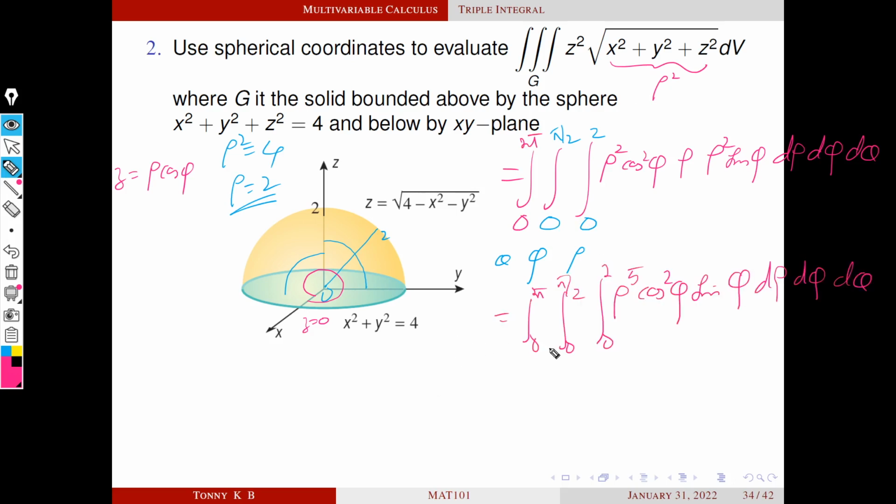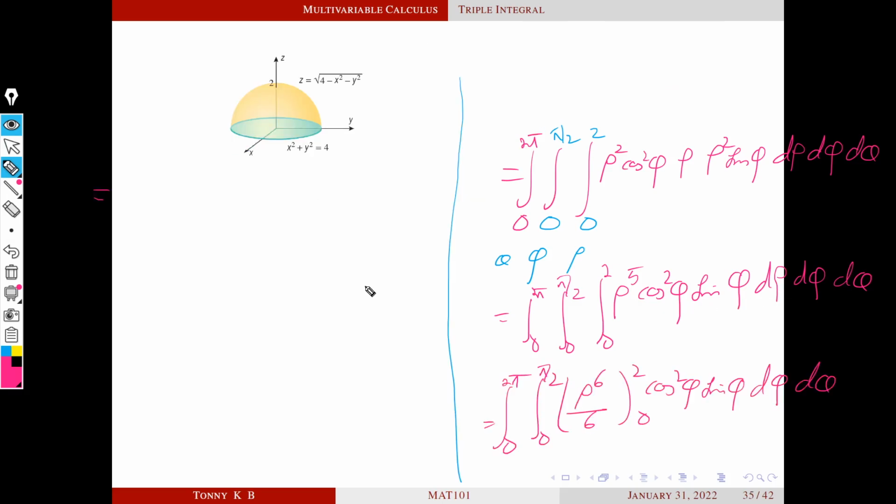So this becomes 0 to 2 pi. All the limits are the same. And this is rho raised to 5 cos square phi sin phi. First we have to integrate with respect to rho. This is rho raised to 6 by 6. When rho equal to 2, this becomes 2 raised to 6 by 6, and its simplification becomes 32 by 3. And at rho equal to 0, the term is 0. That 32 by 3 is a constant, you can take it outside. Then you can integrate this by a simple substitution.